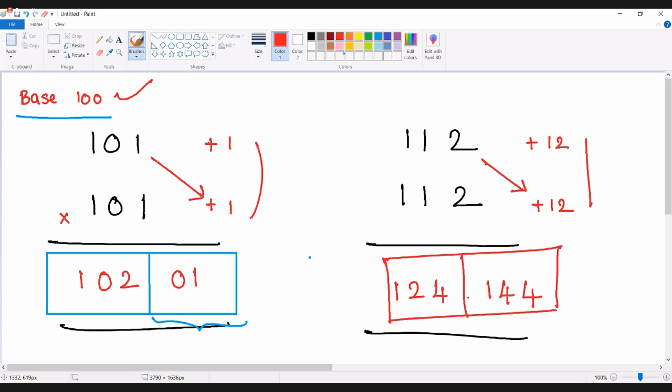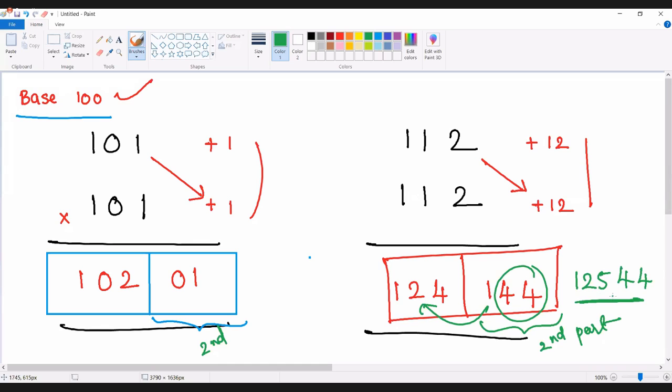So what is the mistake we are doing here? We are not doing any mistake, but always do remember the second part of the answer should always be occupied by 2 digits. Here it is 144. Take only the last 2 digits, those are nothing but 44. Send 1 as carry. 124 plus 1 is nothing but 125. The answer is 12544. If it is directly giving 2 digits, no matter. If it is giving 1 digit, take it as 2 digits by adding 0 at the leftmost place. If it is giving more than 2 digits, take 2 digits only and send the remaining as carry.